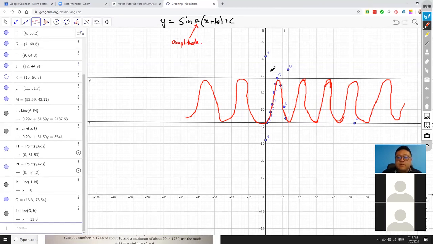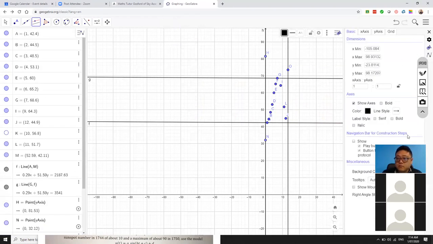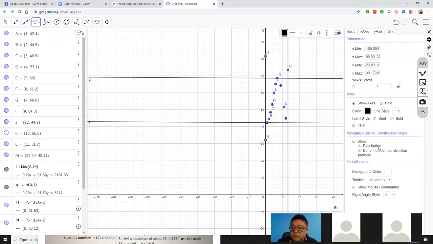Now, in this situation, there's also another line that we need to consider. By the way, what was this point here? Do you remember what the highest value was? 69.2 in August.